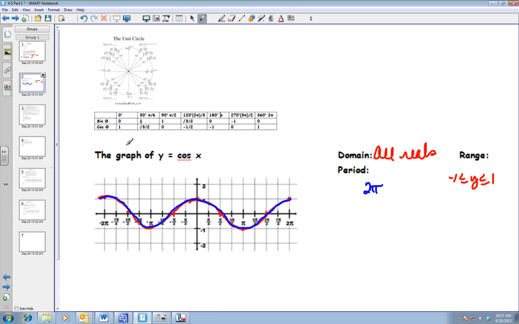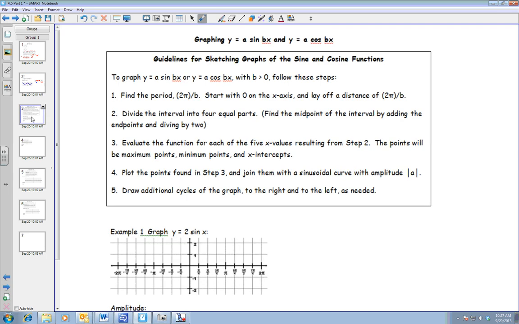And if you notice, your cosine and sine graph look almost exactly the same. It's just your cosine graph is shifted over to the left a little bit. All right, so sometimes they're going to give you your sine and cosine graph, and they're going to want you to do something to it.